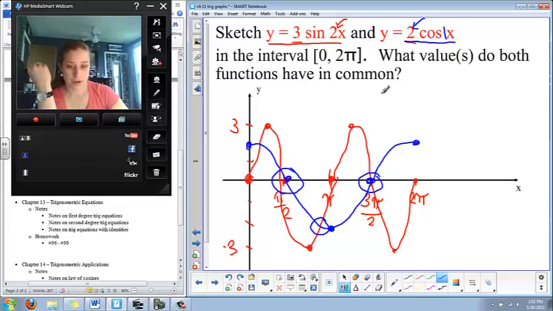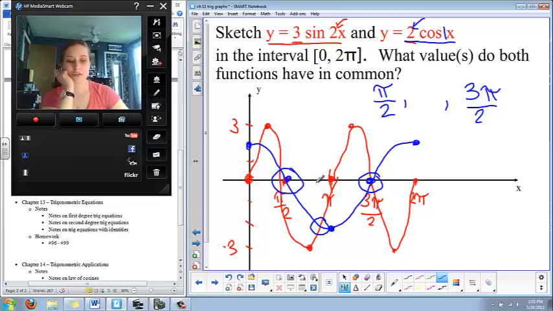Well, let's list them out up here. We have in common pi over 2, that's the x value that they have in common. We have another one in here that we need to solve for, and we have 3 pi over 2. Now, how are we going to figure out what that value is that they cross at? Because obviously it's not right on a quadrantal angle. It's not exactly in between something. So we really need to use our calculator for this question.